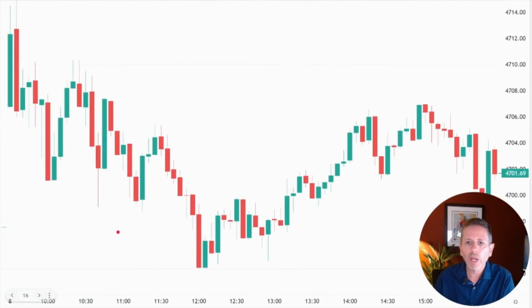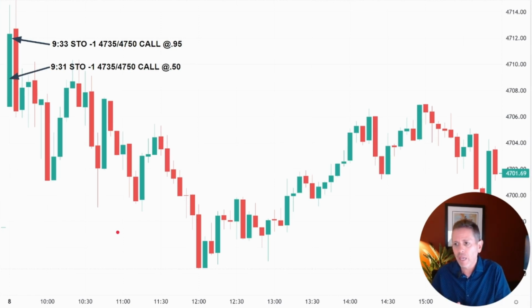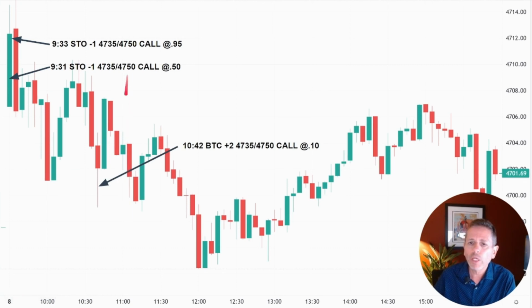Now this is November 8th, and I put on a call spread again and collected 50 cents, it went up, and I collected 95 cents. You can see here that at the beginning of the day, these premiums really can spike. They can go a lot higher in a very short period of time. After the day goes on, the premiums tend to soften up because decay has come in. Now, the market went down and I caught the stem here on this candle and I got out for 10 cents. So another decent gain on this one as well.